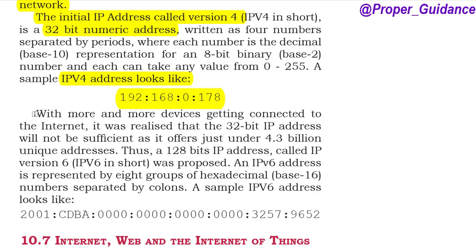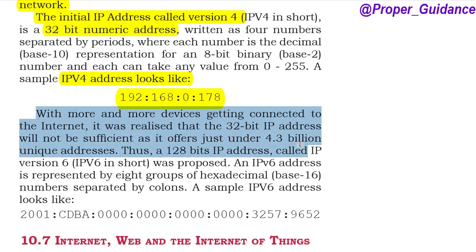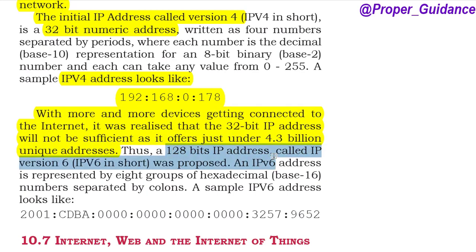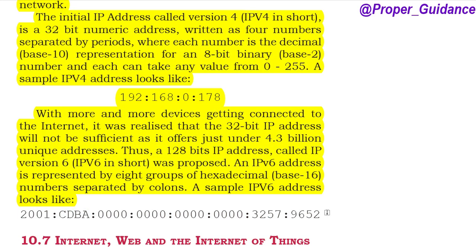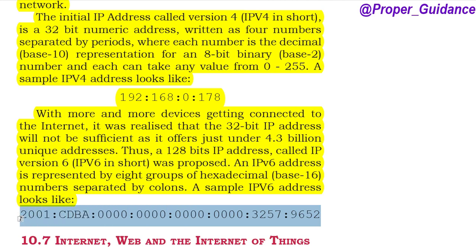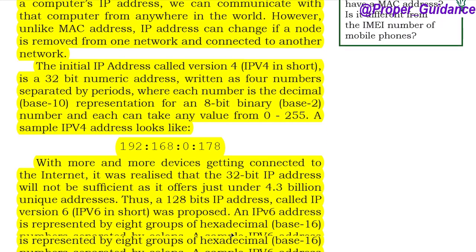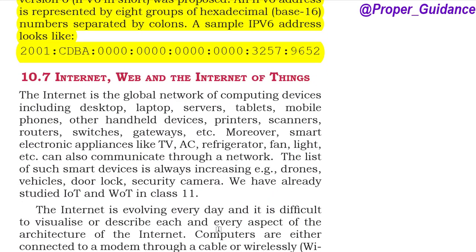With more and more devices getting connected to the internet, it was realized that the 32-bit IP address will not be sufficient, as it offers just under 4.3 billion unique addresses. Thus, a 128-bit IP address called IP version 6, IPv6 in short, was proposed. An IPv6 address is represented by 8 groups of hexadecimal base 16 numbers separated by colons, and it looks like this. Okay, so this is all about IP address. Please go through this, it is a very, very important part.